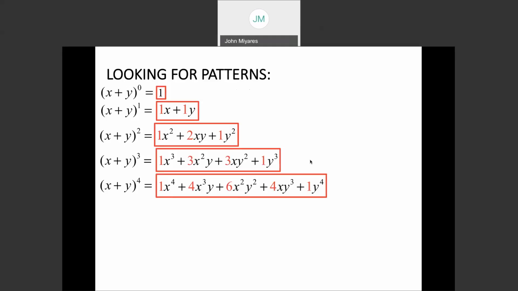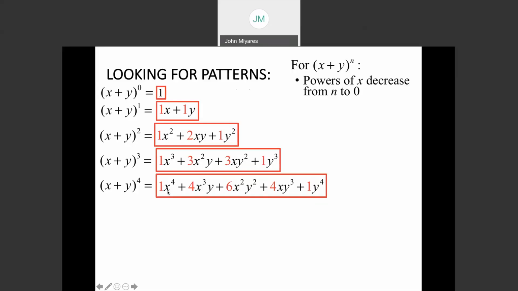What we'd like to do is generalize this process for (x + y) to the nth power. In order to do this, we need to see if we can find patterns within each of the terms. Let's start by looking at the powers of x. What you should see is that the powers of x within each term start with x to the nth power and decrease in subsequent terms to go down to x to the 0 power.